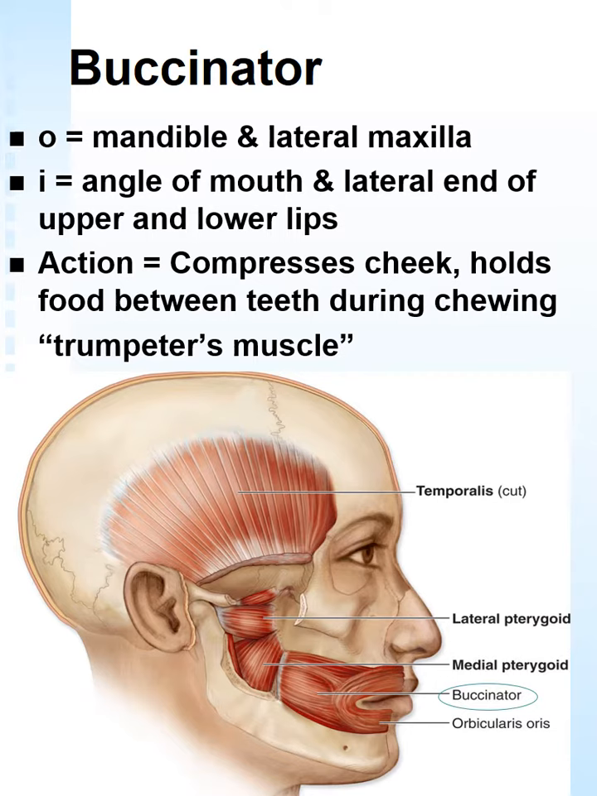So the origin of the buccinator is the mandible and the lateral maxilla, and the insertion is the angle of the mouth and lateral end of the upper and lower lips.